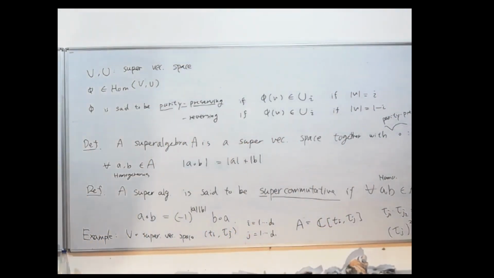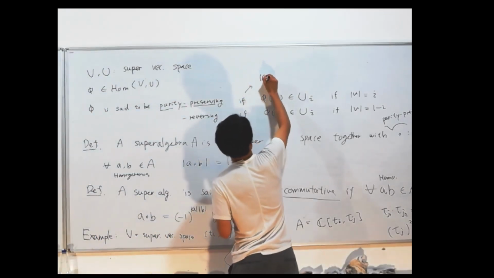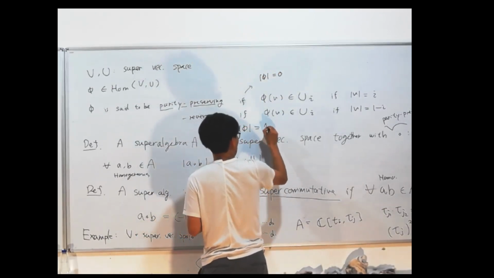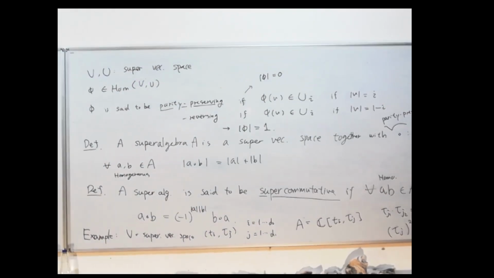So, as I said at the beginning, for most of the cases, unless I specify it, I'm always talking about homogeneous elements. Clear? If it's parity preserving, the parity of phi itself is 0, and this is phi equals 1. Unless I specify, I'm always talking about homogeneous elements. Thank you for pointing that out.